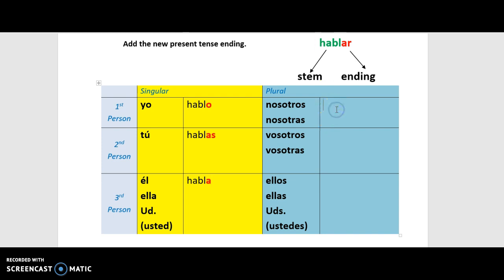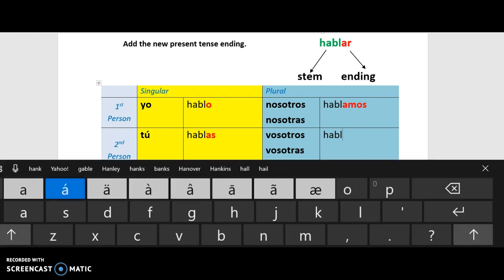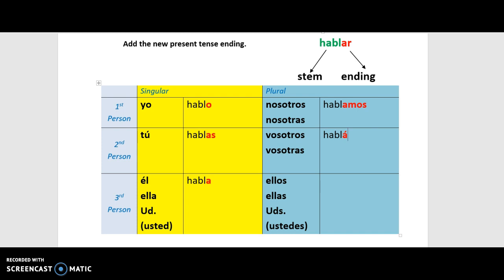Over here on the plural side of things, nosotros, we're going to stick with that stem. We are going to add a new ending. The nosotros ending is amos. Vosotros, vosotras are all going to get the same ending. They are going to get the fun one, áis. And áis has an accent mark over that A. It is really important. We're going to add that accent mark over the A. Áis. You know what happens to water when it gets really cold? It turns to ice. Get it?